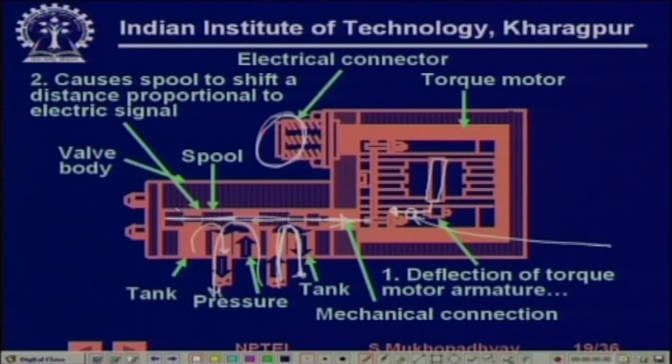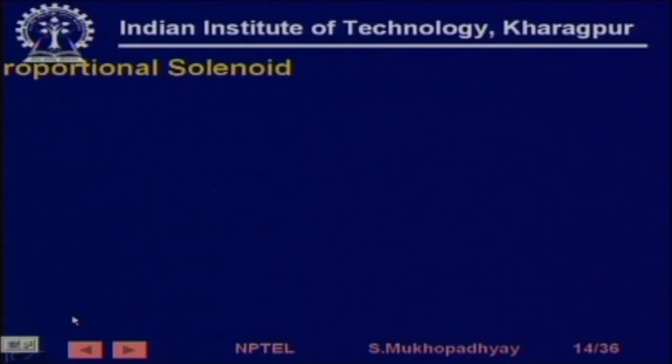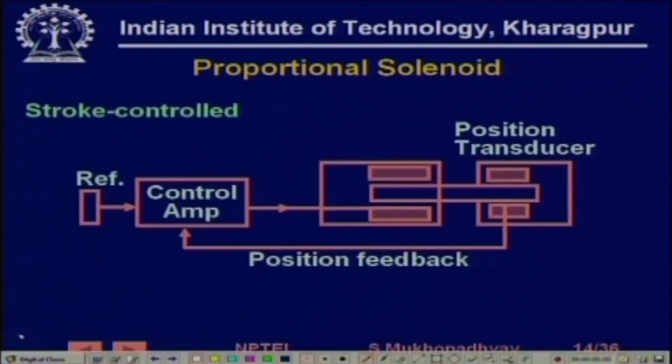In this case, because of this feedback, it will move only a certain distance. So you see that in the case of stroke control solenoids, you actually put a position transducer and see the stroke, and you give feedback. In that case, because it's a feedback system, the characteristic of the valve need not be very closely controlled, but the position transducer accuracy is very important, and the characteristic of the overall proportional solenoid is still going to be fairly constant. Okay.